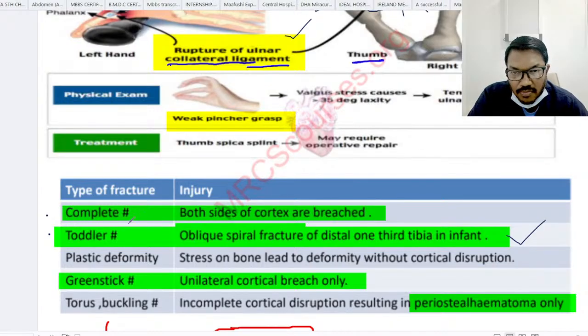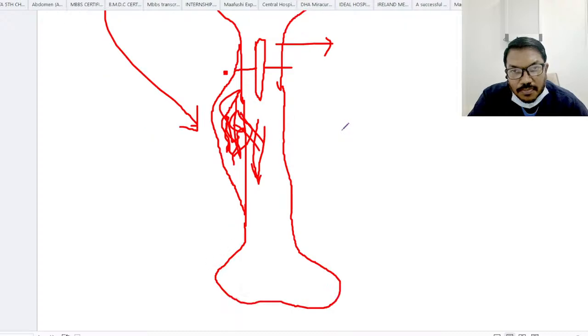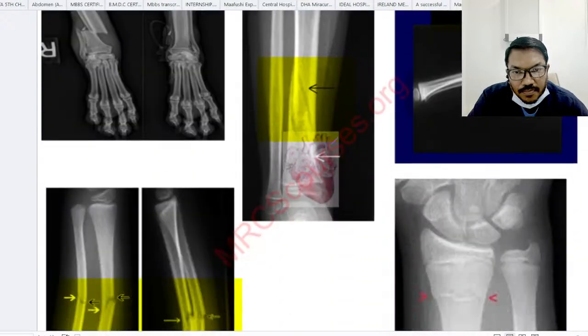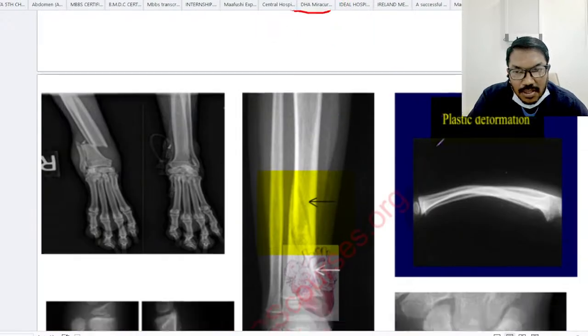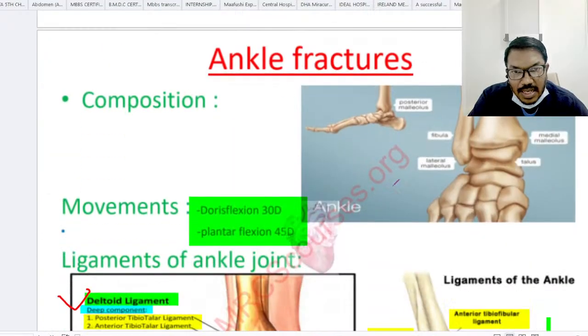Types of fracture: toddler fracture, oblique spiral fracture of the distal one-third of the tibia in infants. It is called toddler fracture. Greenstick fracture, undisplaced cortical breach fracture. Okay, these are plastic deformity, unifocal compact, not important.